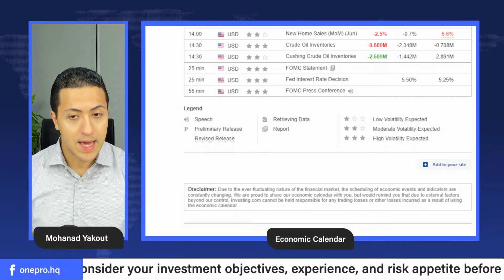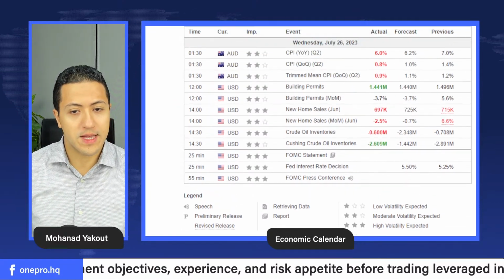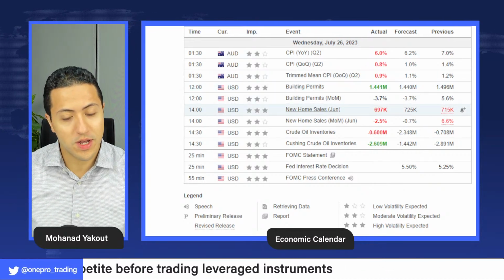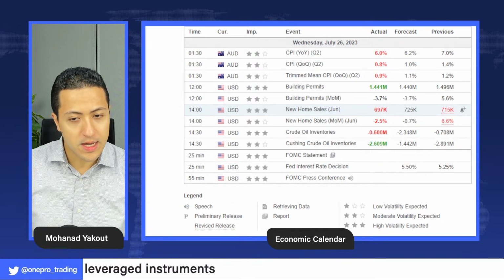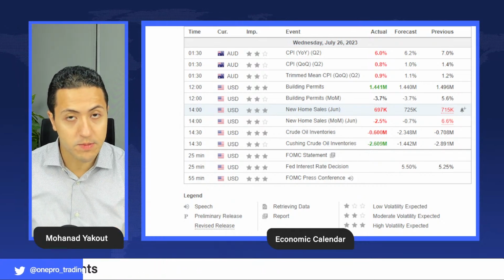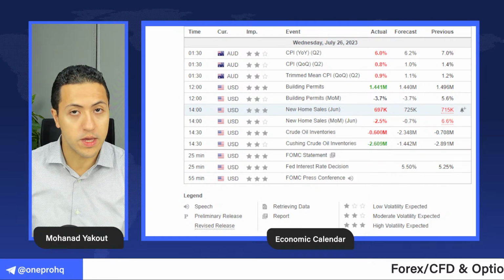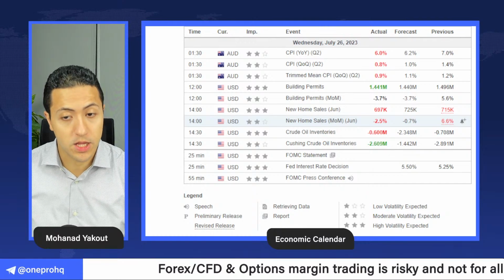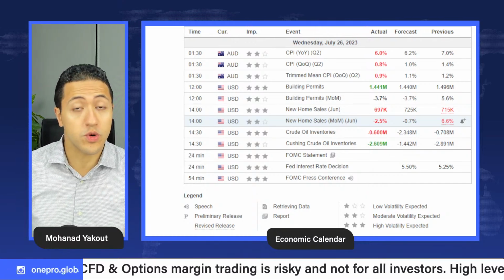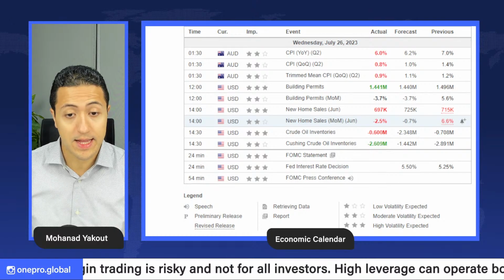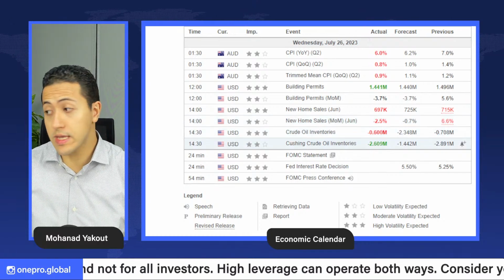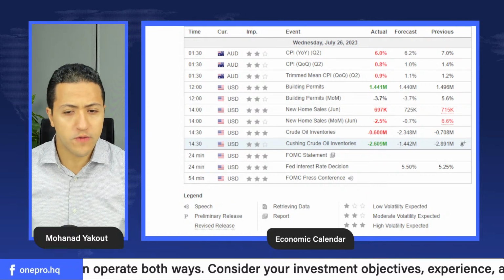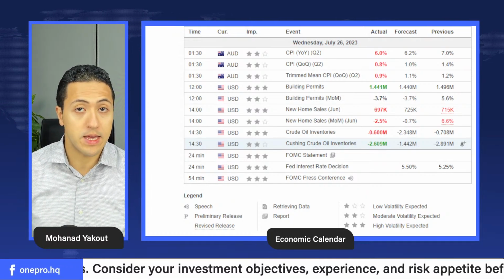As you can see here, most of the data came out in the negative, bearish zone. When it comes to the new home sales, it fell short of the previous month, as well as below the forecast for the month of June, with a change of negative 2.5%. That's for the new home sales. It was the same for the crude oil inventories. So most of the data today was in the bearish zone.